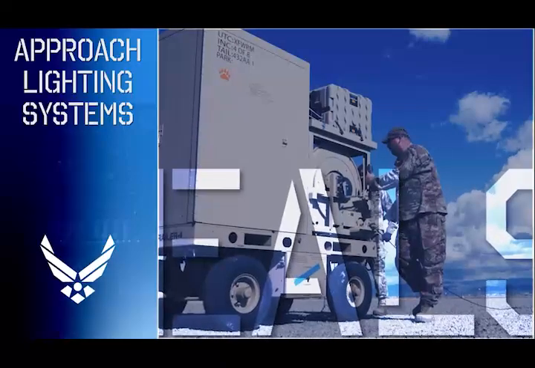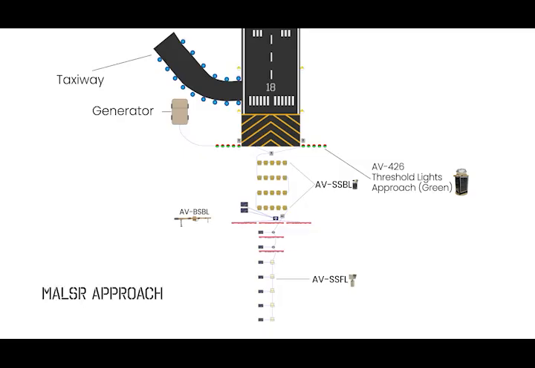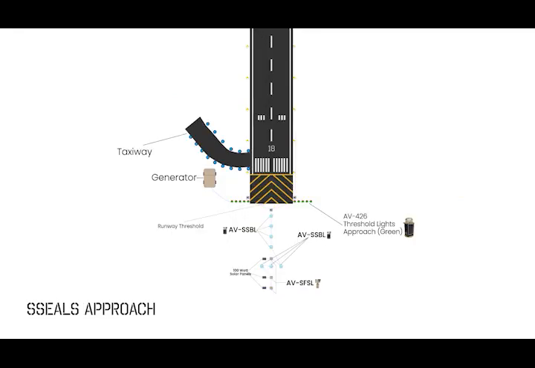Approach lighting systems. Now, let's discuss the approach lighting systems. There are 2 main configurations: the medium-intensity approach lighting system with runway indicator, or MALSR, and the short simplified expeditionary approach lighting system, or EALS-C. MALSR is used for Category 1 lighting and has a 2,400-foot approach. EALS-C is used for expedient airfields and has a 1,400-foot approach.